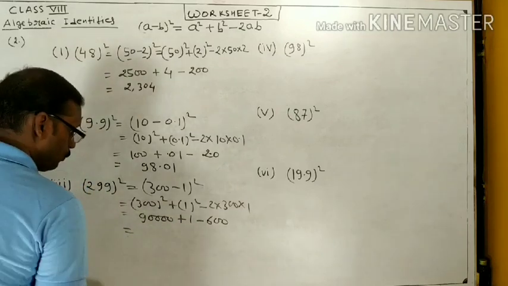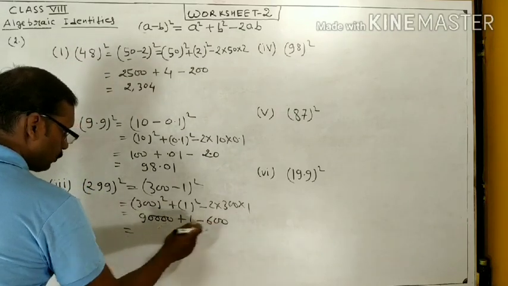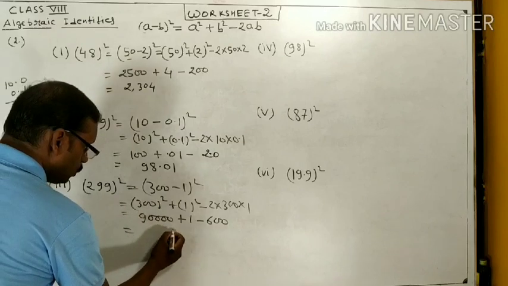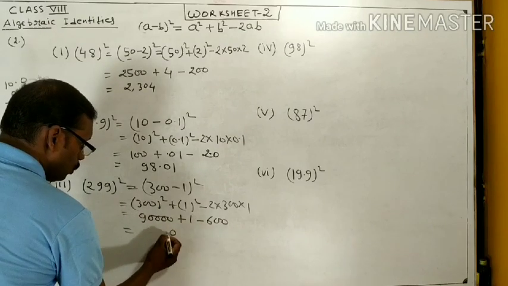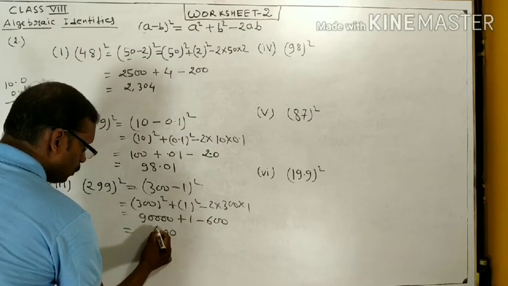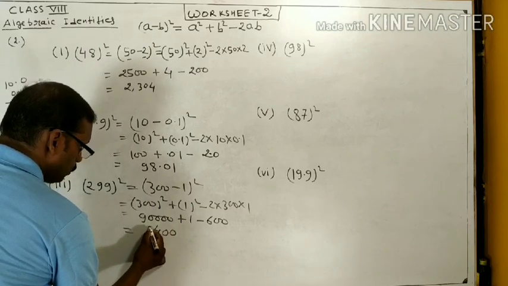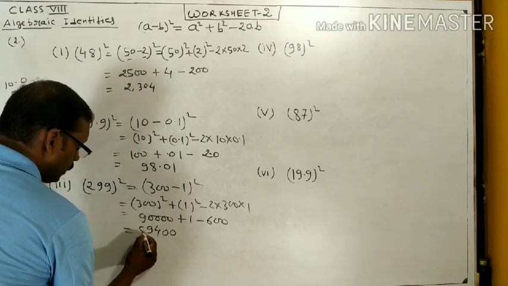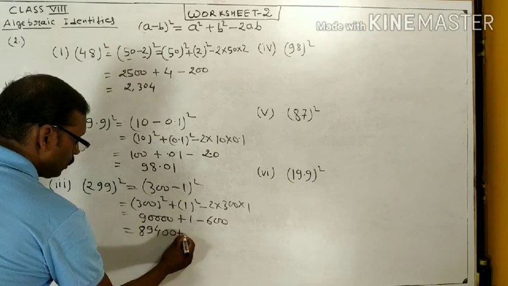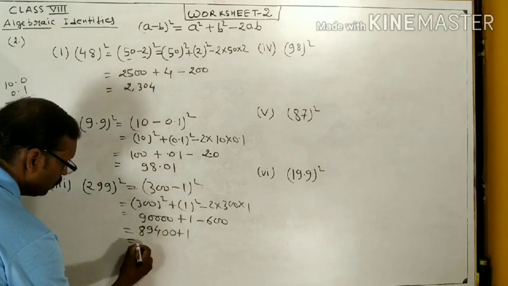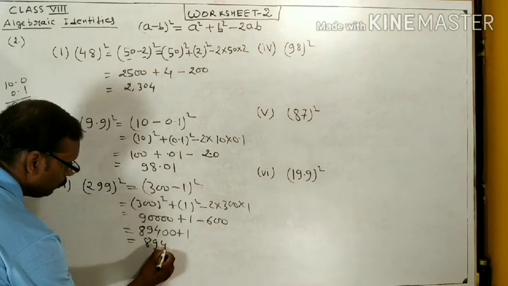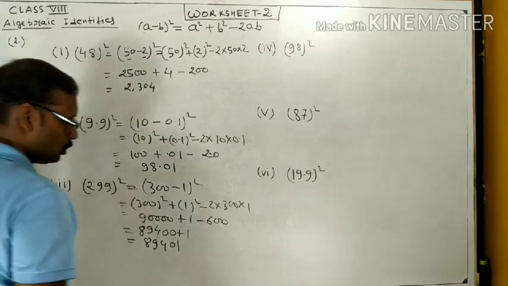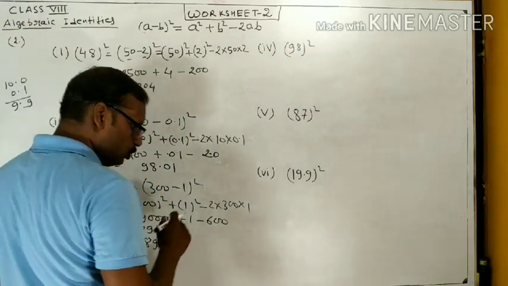First subtract 600: we get 0, 0, 10 minus 6 is 4, and here we get 9, and here we get 8. And after that add 1. So 89,401. This is the required answer, 89,401.